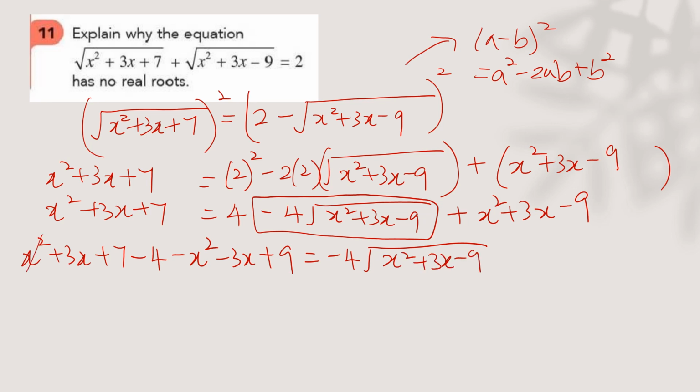Okay, so this and this goes off. This and this goes off. Oh, happiness, a lot of things go off. 7 minus 4 will be 3. 3 plus 9 will be 12.